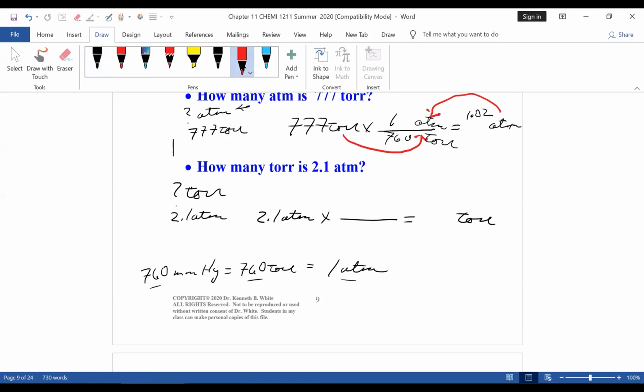Time again to use your good buddy, your good friend, unit analysis. The units you're trying to get to go on top of the ratio. The units you're trying to get rid of go underneath. What are they? Torr, atmosphere. Where do we get these numbers? 1 atmosphere equals 760 torr.